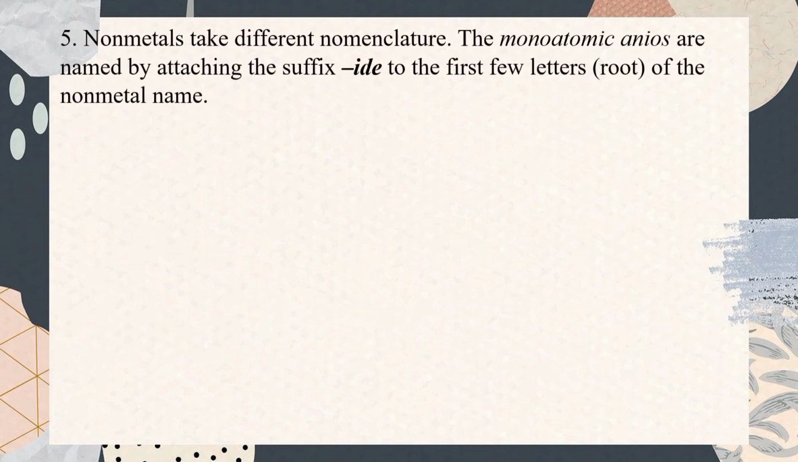Non-metals take different nomenclature. The monoatomic anions are named by attaching the suffix "ide" to the first few letters, the root, of the non-metal name. Let's take a look at the roots for common nonmetals.